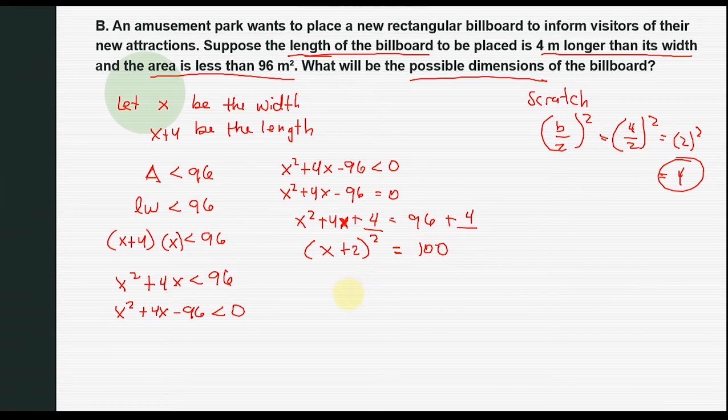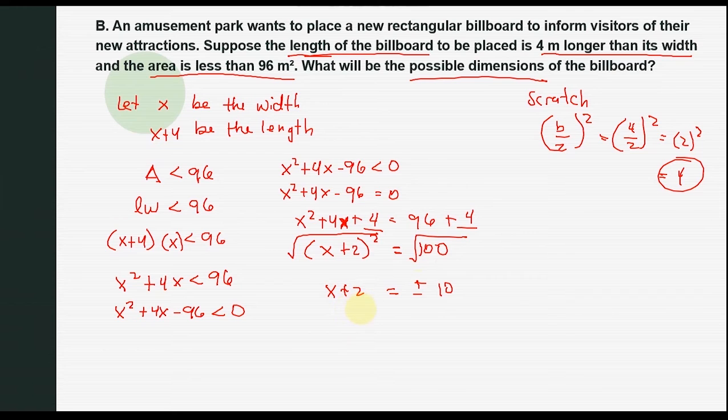All right. Now, we're going to apply the square root property. So, to remove the square, take the square root of both sides. This will give me x plus 2 equals. Again, we're going to have two values for the square root of 100. That is positive, negative 10.